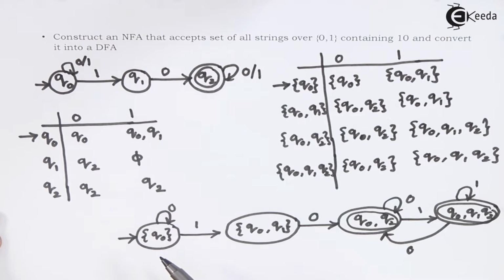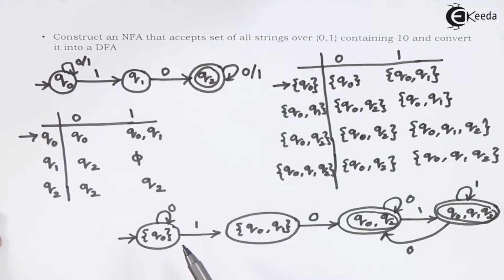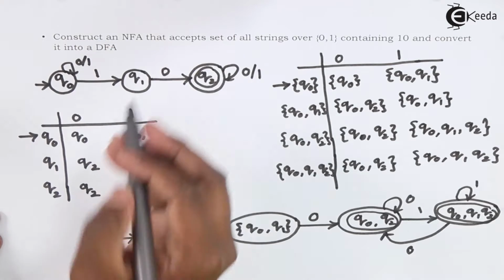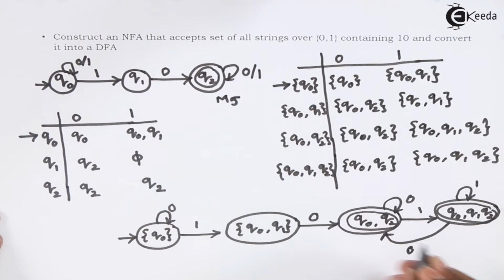This DFA accepts the same set of strings which is accepted by the NFA, that is strings containing 1 0 as a substring. There are two redundant states, Q0, Q2 and Q0, Q1, Q2. In elimination of redundant states, we will see how to reduce these states and get the DFA with a minimal number of states. Now let us see the mathematical definition of these two machines. Let's name this machine M5. Let's name this machine M5 cap.